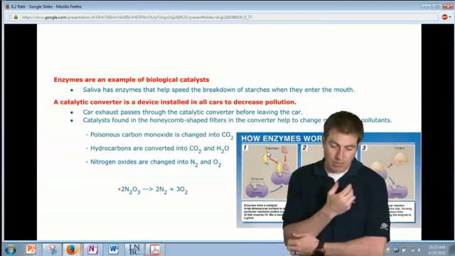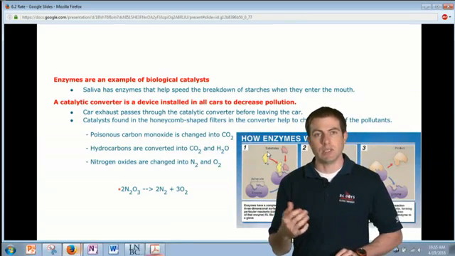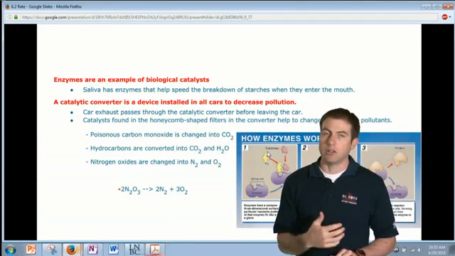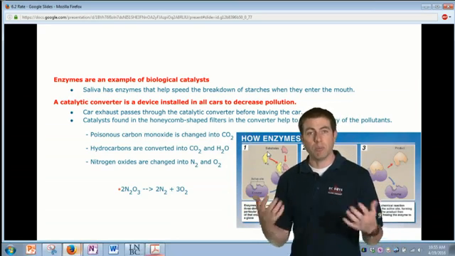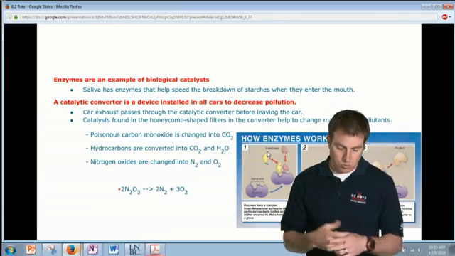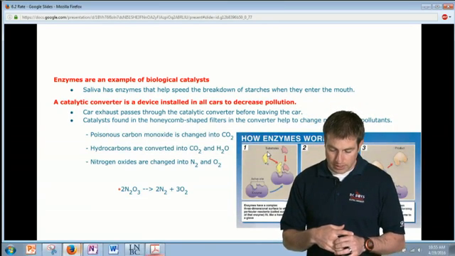So that's an example of what an enzyme does in your body. And you have, I don't even know how many, thousands if not hundreds of thousands of enzymes in your body that help reactions take place. That's just one that is pretty common.